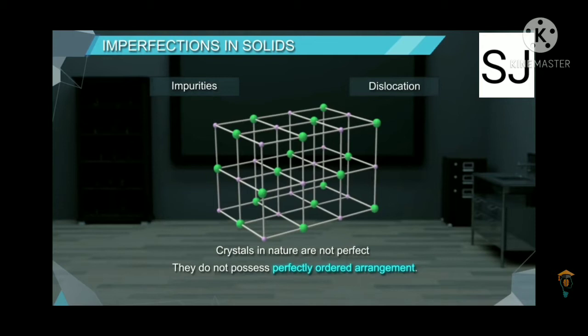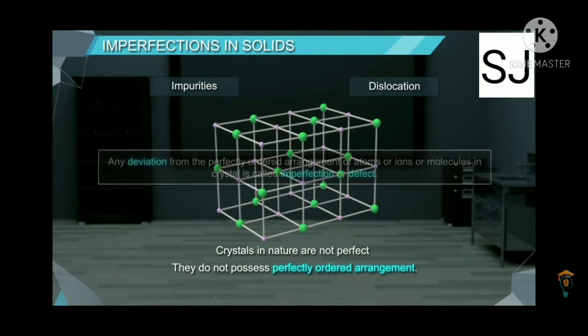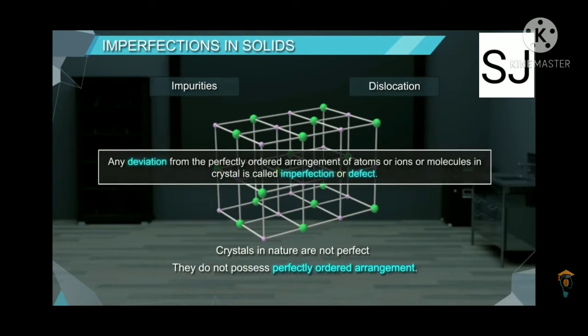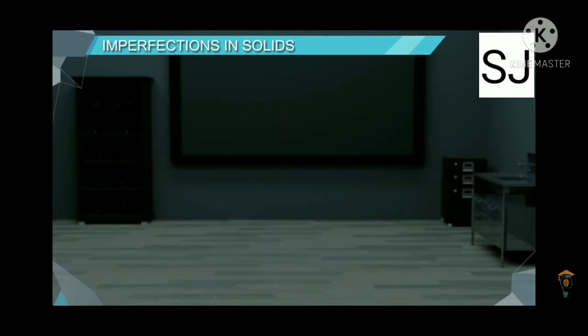These defects are also called thermodynamic defects. These defects arise sometimes due to impurities or dislocation, and any deviation from the perfectly ordered arrangement of atoms or ions or molecules in the crystal is called imperfection or defects. As I have already discussed, these defects are also known as thermodynamic defects because the number of these defects depends on the temperature.